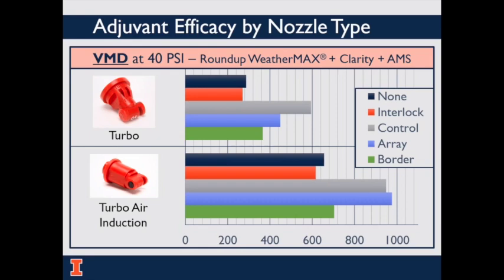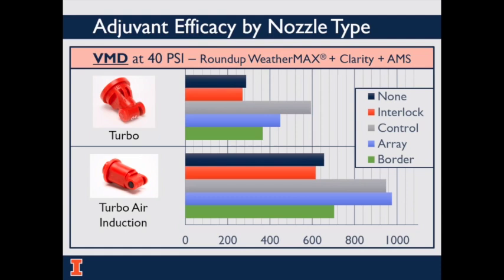spectrum upward. Interlock, on the other hand, shows barely any change in VMD, but as we saw on the last slide, still reduces drift. This behavior of reducing drift while maintaining droplet size indicates that this adjuvant could be a good choice for the turbo nozzle.